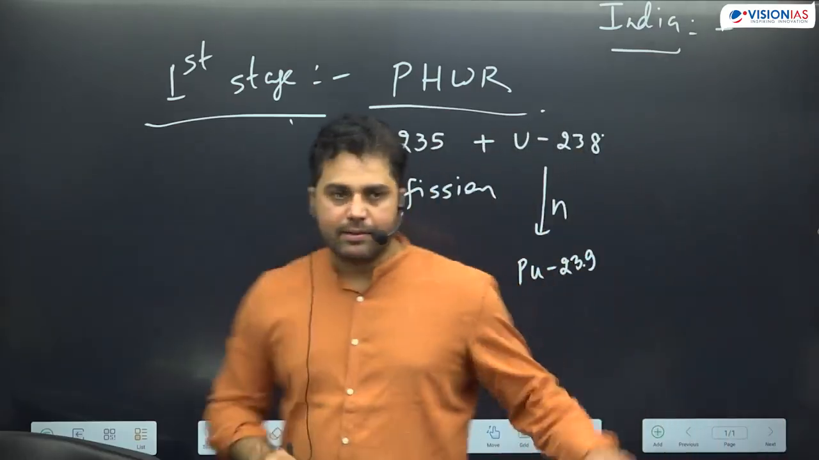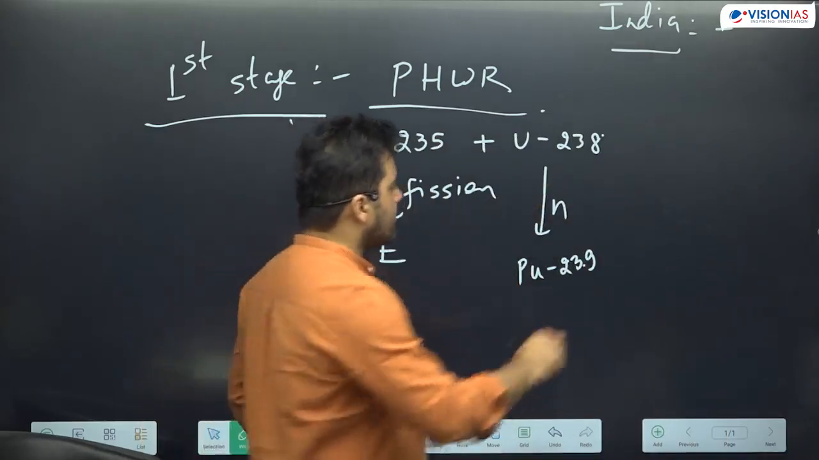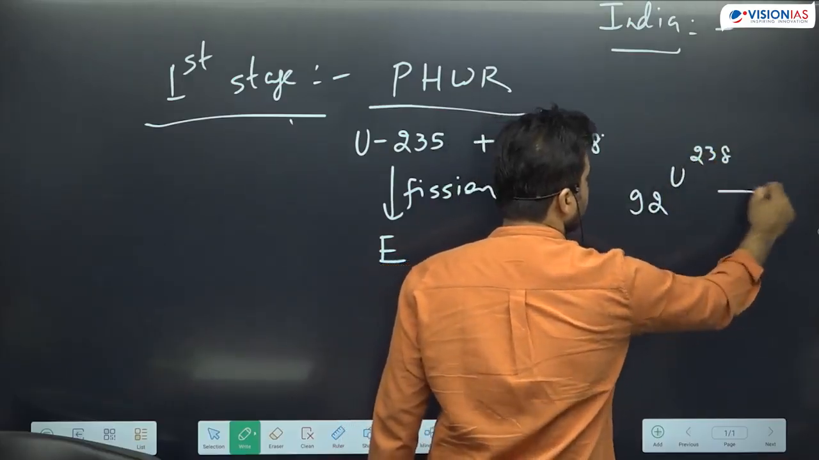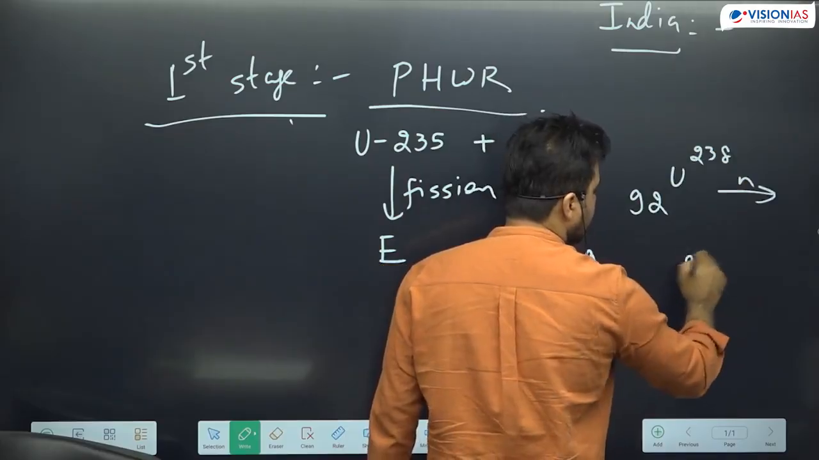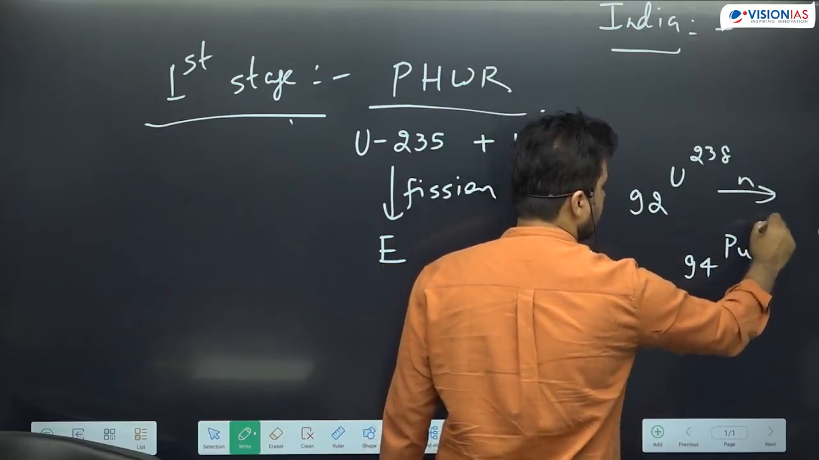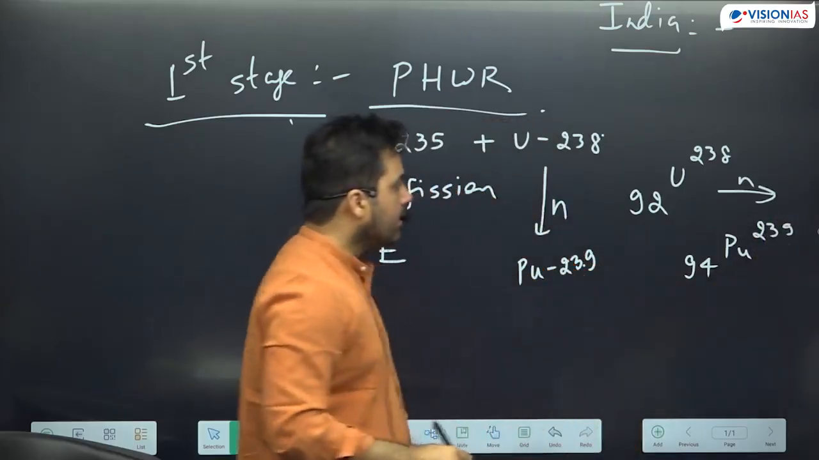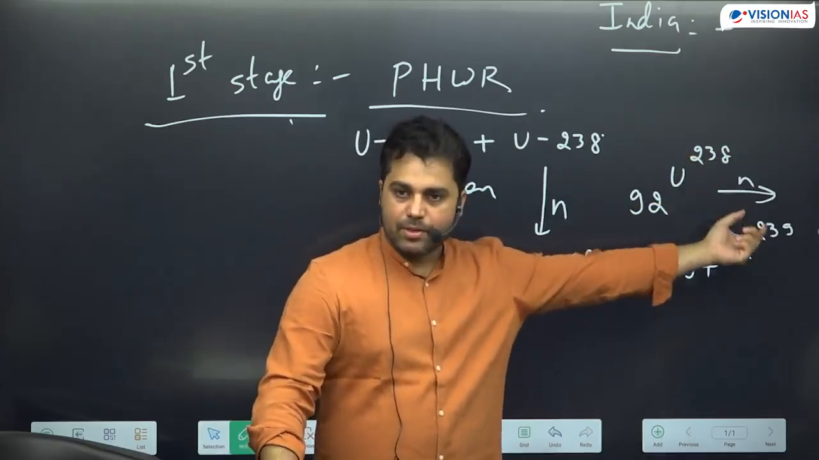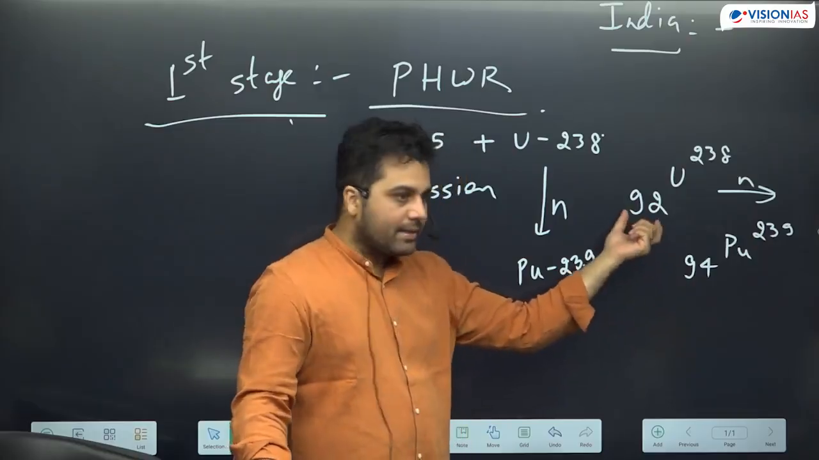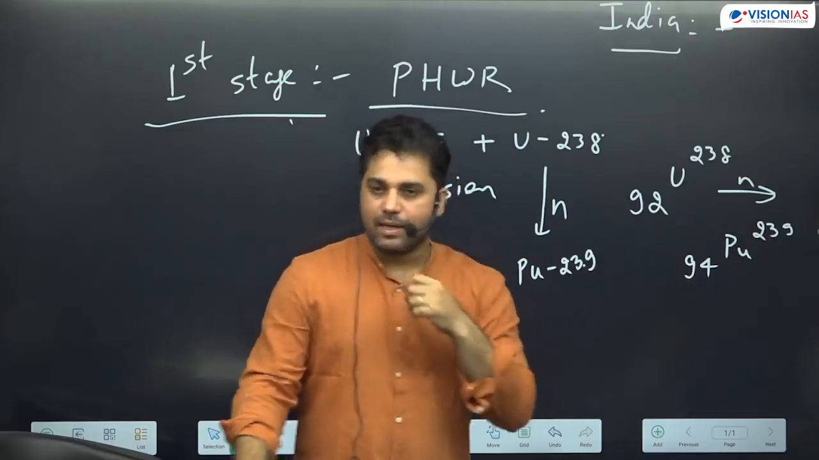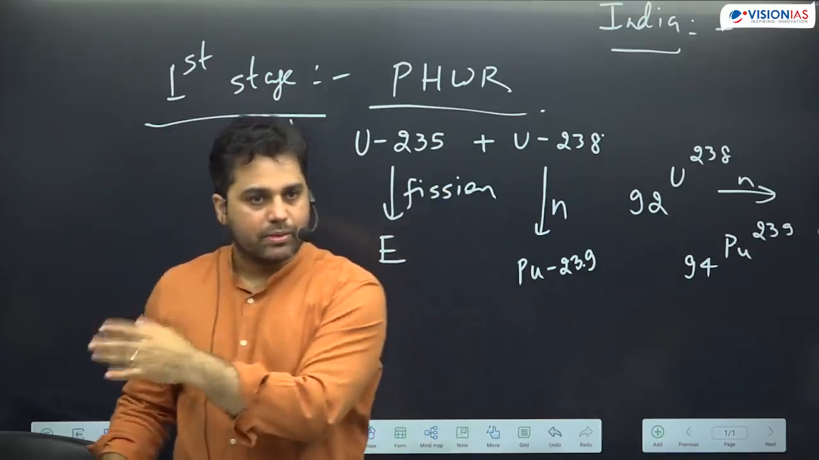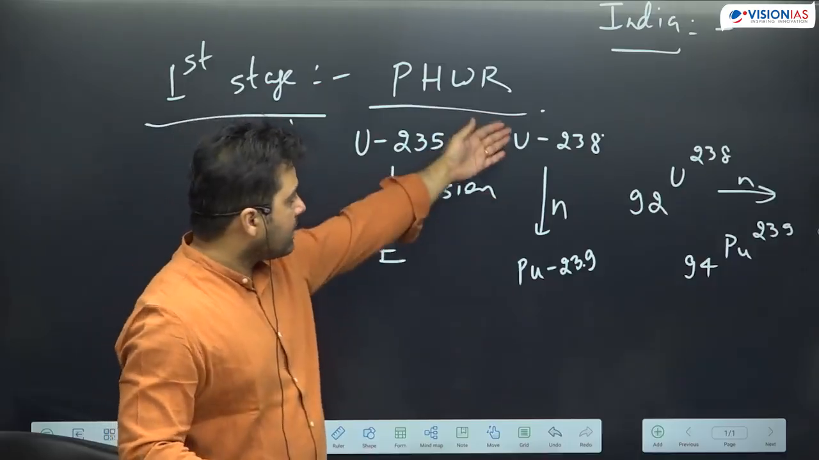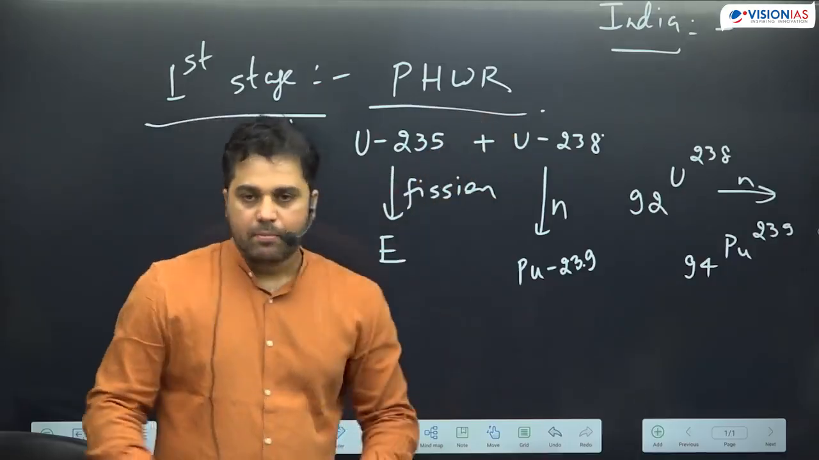It should be very clear that this is not a direct reaction. You have 92 uranium-238 absorbing a neutron, producing 94 plutonium-239. Now clearly neutron absorption will increase the atomic mass, 238 plus 1 neutron gives 239, but that does not explain the change from 92 to 94. Hence, I meant that this reaction happens in 2-3 stages. I am only writing the end result: uranium-238 can be converted into plutonium-239.